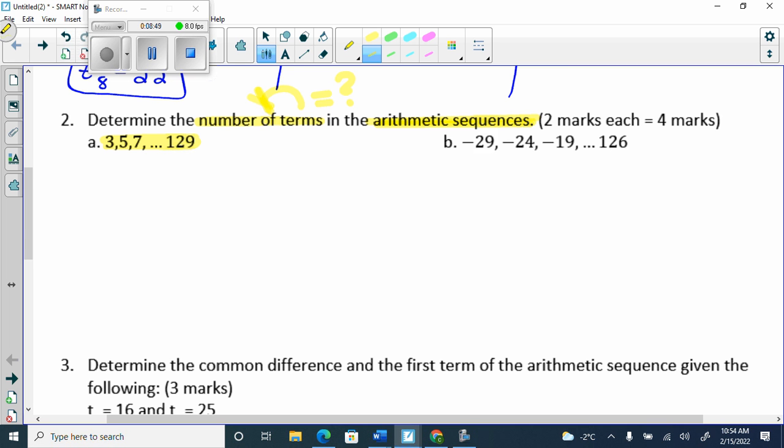Arithmetic. If you're multiplying, it's geometric. I did not have to say arithmetic here. And on the test, I'm not always going to say arithmetic and geometric. You might have to say, oh, it's going up by 2. Therefore, it's arithmetic.